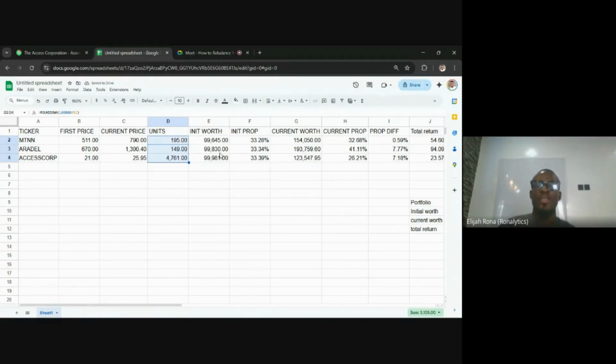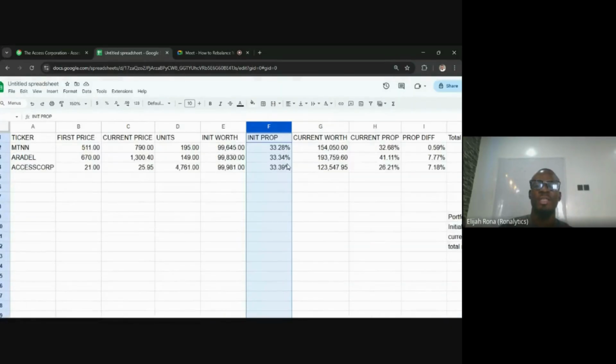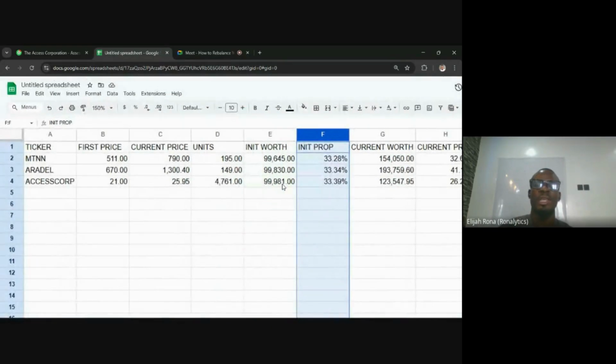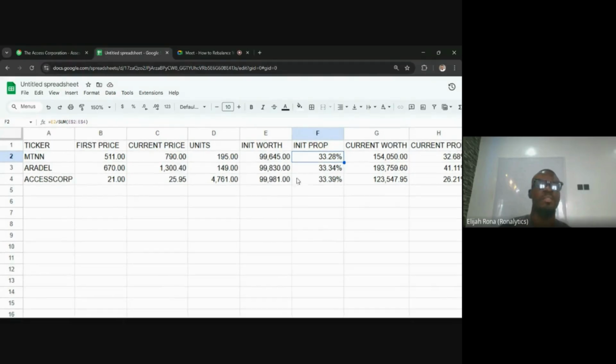Awesome. So I spent around 99,645 naira on MTN, 99,830 naira on Aradel, then 99,981 on Access Corporation. So initially, look at this column F here, right? Initially, all of them are around 33.33, you know, when you divide 100 by 3. So MTN around 33.28%, Aradel 33.34%, then Access Corporation 33.39%. So 33, 33, 34.